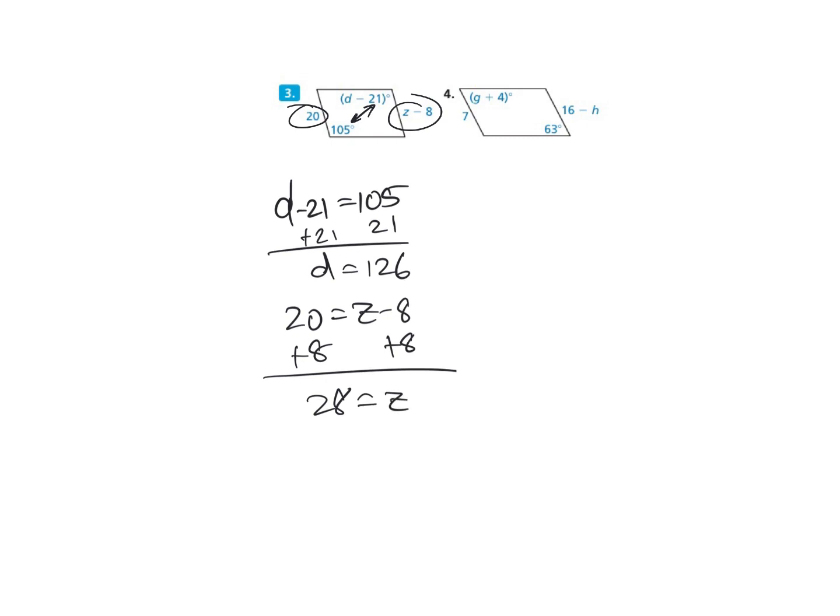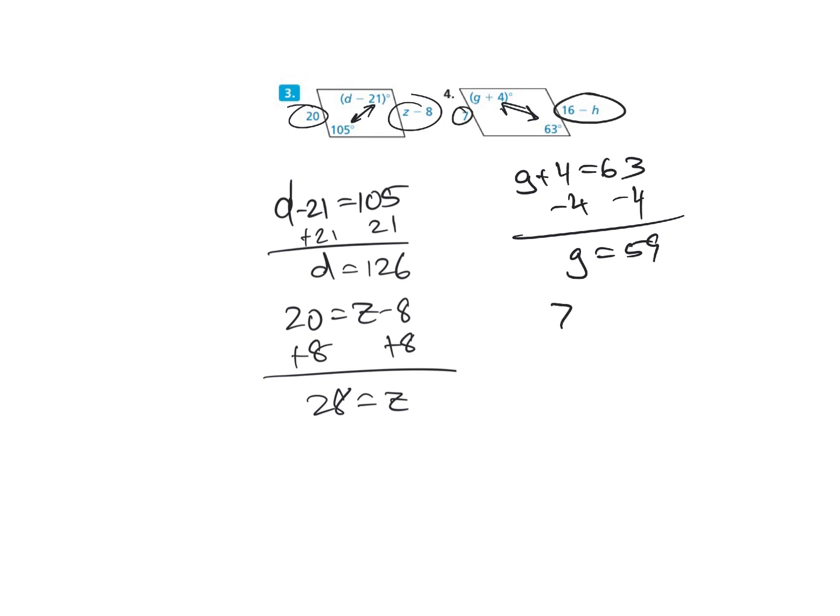All right, number 4, the same type of thing. The two diagonal angles are equal. So g plus 4 is equal to 63. We subtract 4. G equals 59. And then our sides are equal. 7 equals 16 minus h. So now we're going to subtract 16, but don't forget, don't drop that negative sign. So this is negative 9 equals negative h, or positive h equals positive 9.